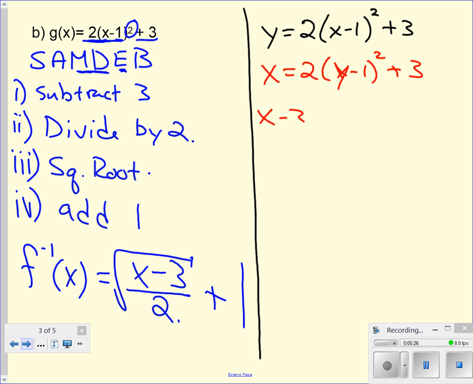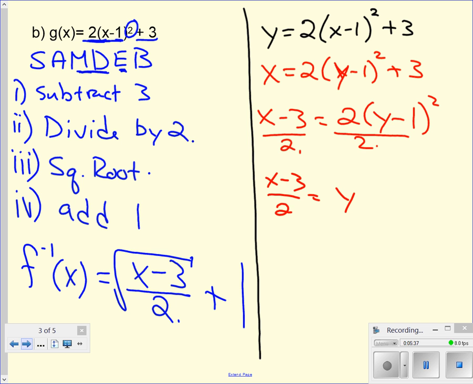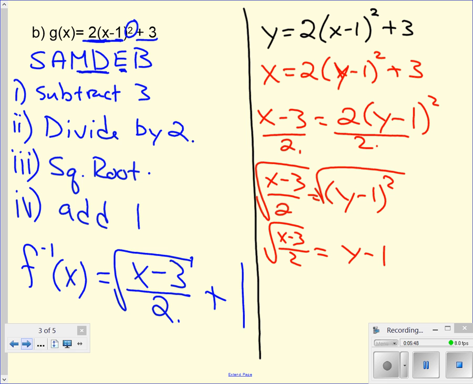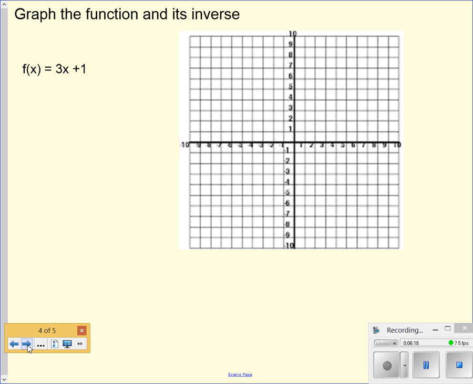So x minus 3 is equal to 2y minus 1 squared, divided by 2, divided by 2, y minus 1 squared, square root, x minus 3 over 2 is equal to y minus 1. Bring the 1 over. I have x minus 3 over 2 plus 1 equal to y, which is also equal to my inverse function. So those are the two methods. Either doing the SAMDEB or reverse BEDMAS, or we can just switch the x and y value and then isolate for y back again.